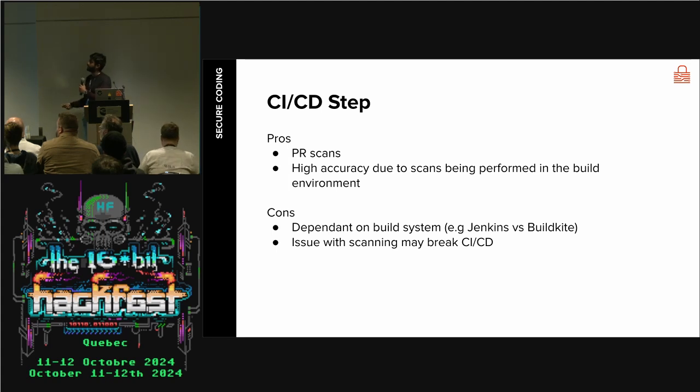Okay, so this had some obvious advantages, in that we can implement PR scans, but it's also high accuracy. We have good transitive dependency information because we're actually performing the scans in the build environment. But sooner or later, we ran into some roadblocks, mainly in that this implementation is very build system dependent, and any issues with CI/CD, your scanning can actually break the CI/CD pipeline, which can upset engineering and slow them down.